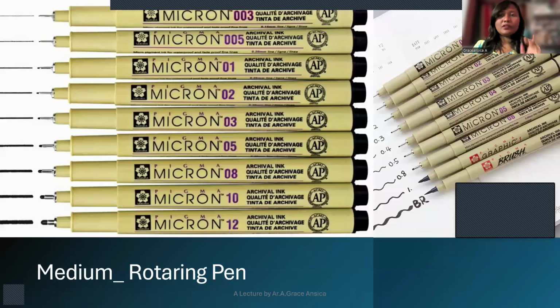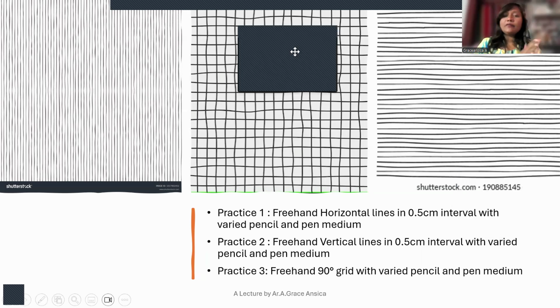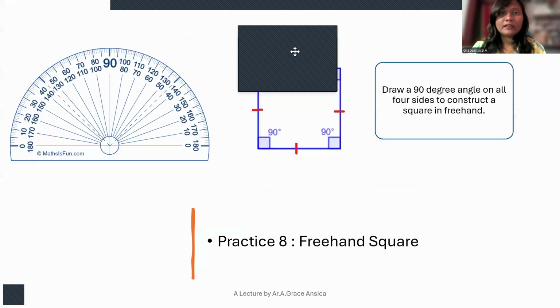You also have micron pens. The output is more or less similar to the rotring pen, but the rotring pen always wins. The perfection and the professionalism come only with rotring pens. Your faculty will tell you what kind of pens or pencils need to be used for these practice exercises. Now let me go to the second slide.